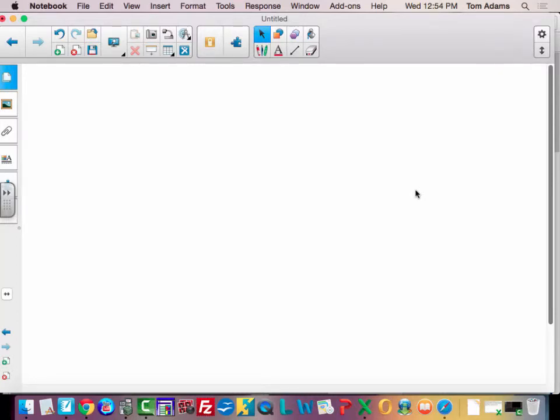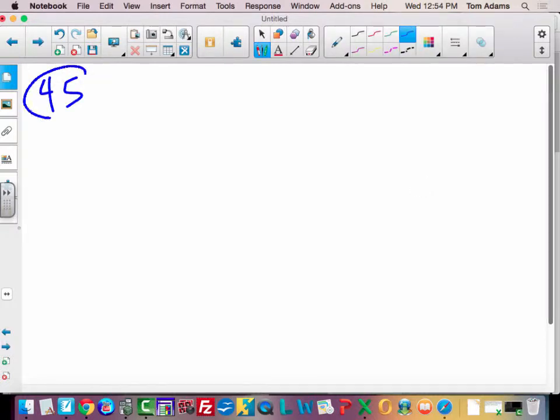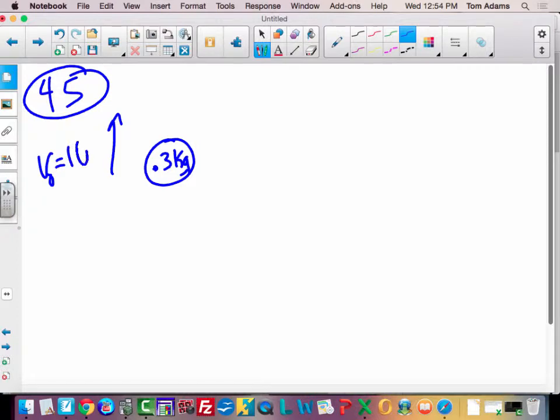Problem number 45 says there is a 0.3 kilogram ball thrown vertically upward with an initial speed of 10 meters per second. So let's write that down. This is problem number 45 out of your textbook. There's a ball. It weighs 0.3 kilograms, and it is thrown up with an upward velocity of 10 meters per second. All right.